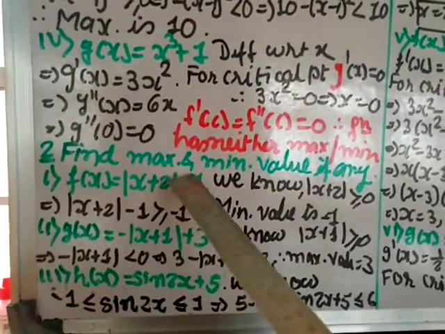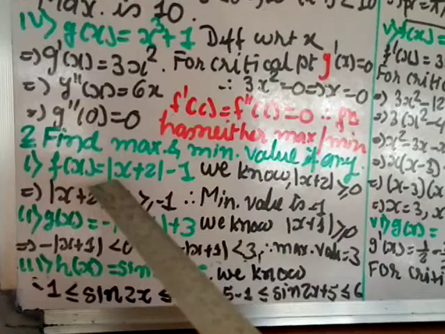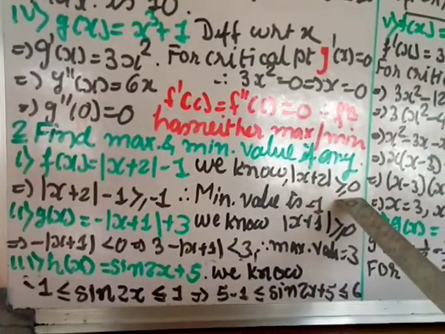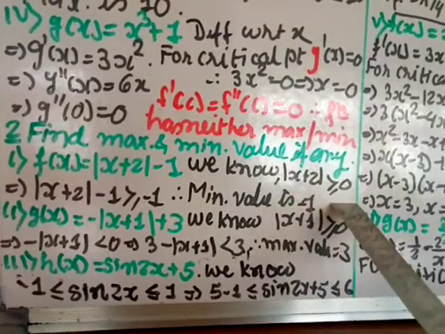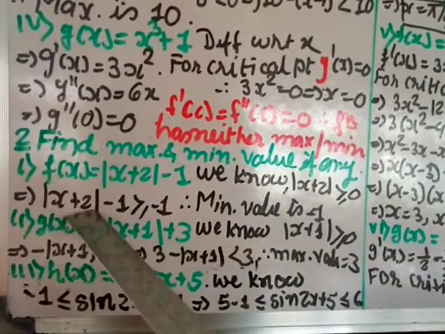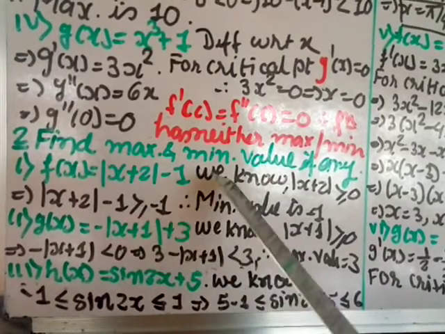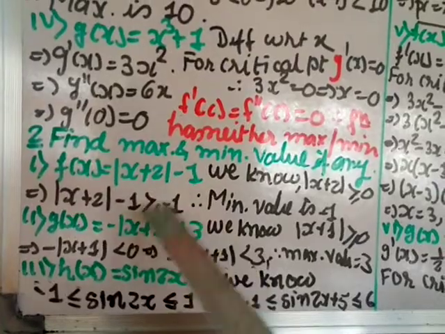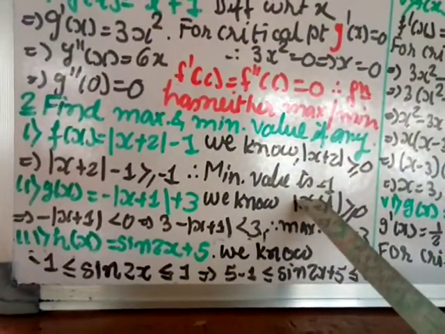Question number 2, find maximum and minimum value if any. So here modulus of x plus 2, minus 2. Now again modulus is always greater than or equal to 0, so I start with modulus of x plus 2 greater than or equal to 0. I want minus 1, so I'll add minus 1 on both sides. So modulus of x plus 2 minus 1 is greater than or equal to minus 1 plus 0, so minus 1. So this value is always greater than or equal to minus 1.